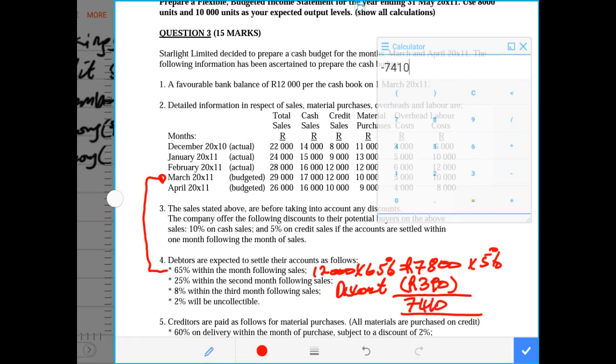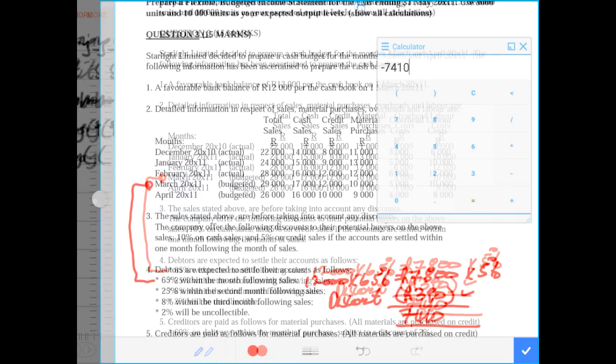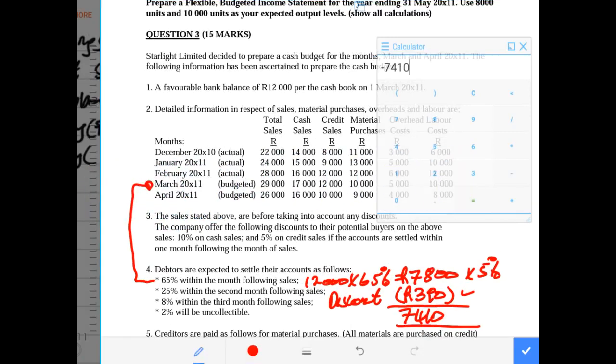So now either way you do it, you still get to the same amount. I just wanted to do it in the normal way that most people do it. However, the way I did it previously was still correct. We still get to the same amount, which is 7,410. Discount being 390, and the total of the collection in the month of March will be 7,410. Then now we have collected that. Let us record it in our workings.